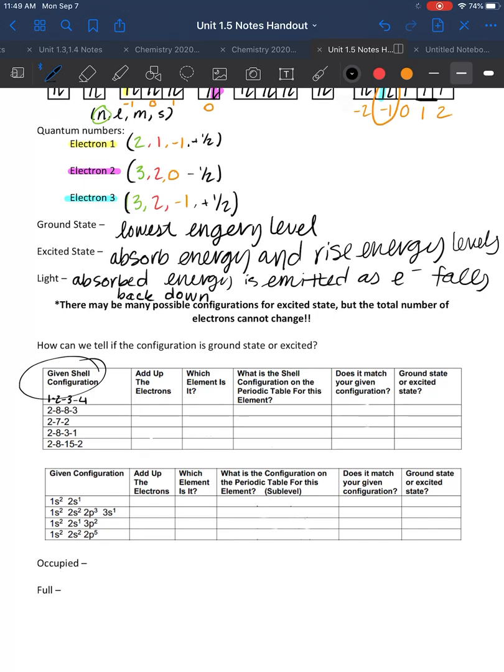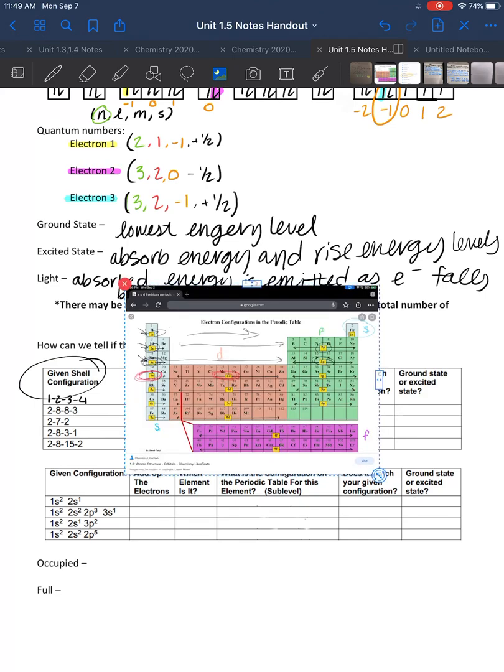So you guys should have gotten 21, 11, 14, and 17, 18, 19, 27. So here are the elements. Working my brain, trying to remember. 14 would be, hold on one moment here. We'll do it like this. Ah, silicon, that's what it is.